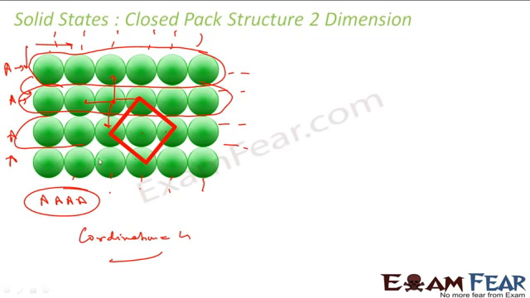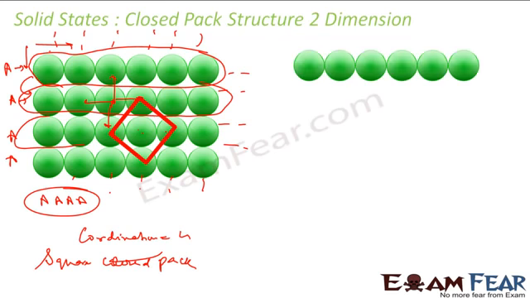Now, if you join the centers of the four immediate neighbors, you will get a square. And that's why it's also called square closed packing. Please note, this is also called square closed pack. So that was one way.